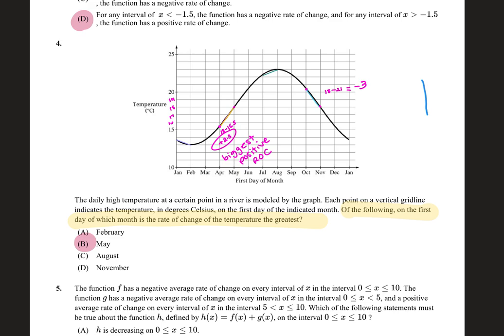So for February, I had to go to see what was happening from January to February. For May, April to May. For August, July to August. And for November, October to November. So of those, May had the biggest positive rate of change.